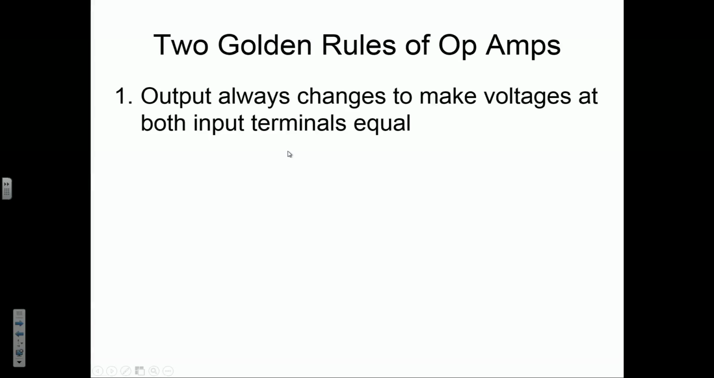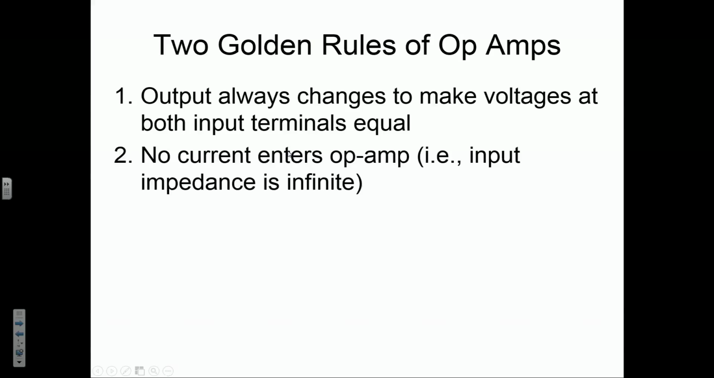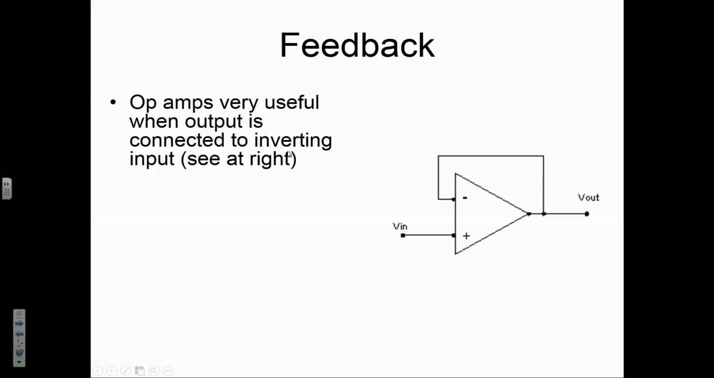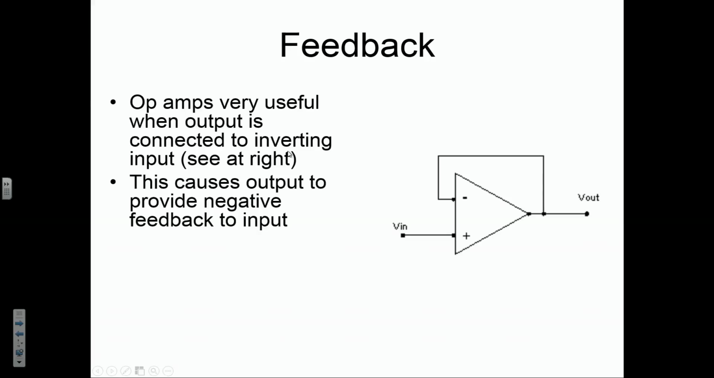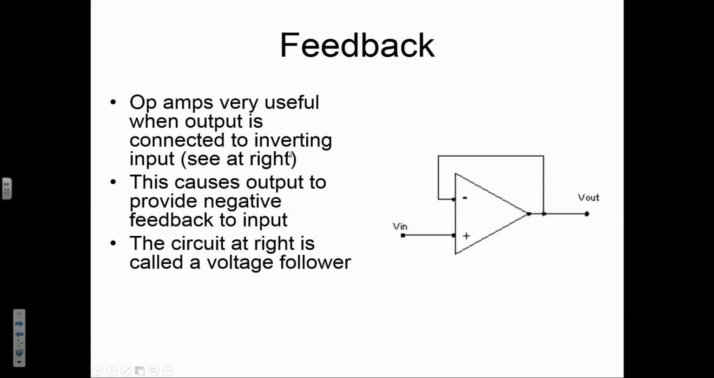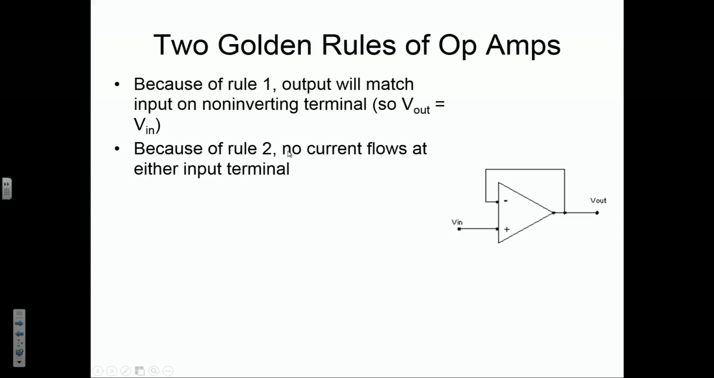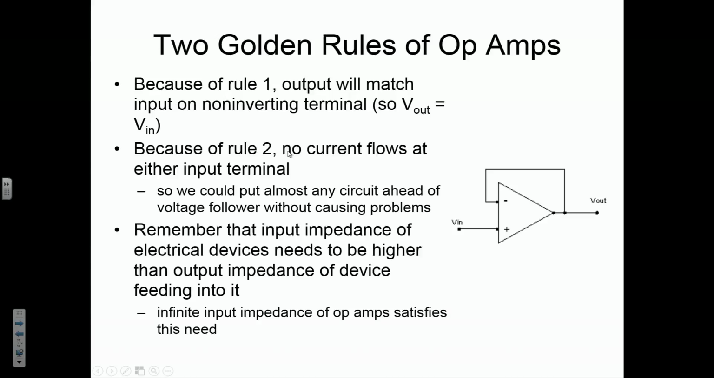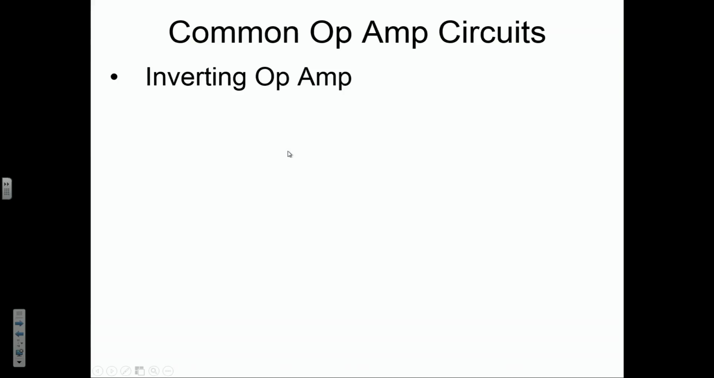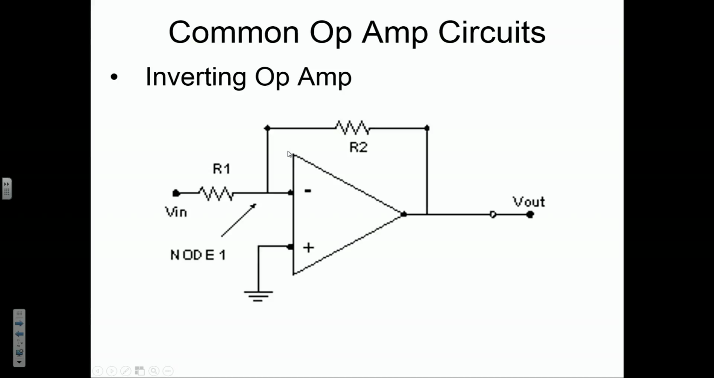Again, two golden rules of op-amps. The output will always change to make the voltages at both input terminals equal. No current enters the op-amp. All right, we already showed you this one. The voltage follower causes the output to provide negative feedback to the input. Because of Rule 1, output will match the input on the non-inverting terminal. Because of Rule 2, no current flows at either terminal. And we'll just move on. Okay, so that's a voltage follower. You should know what that looks like, what it does.